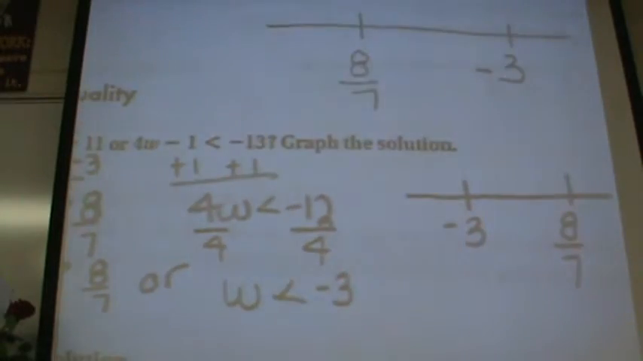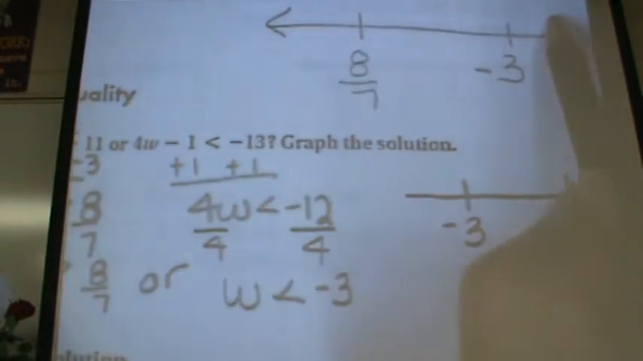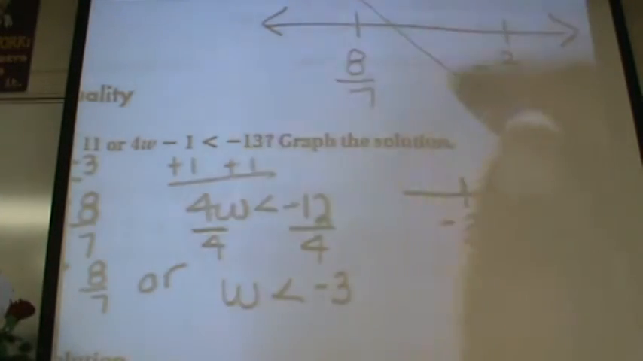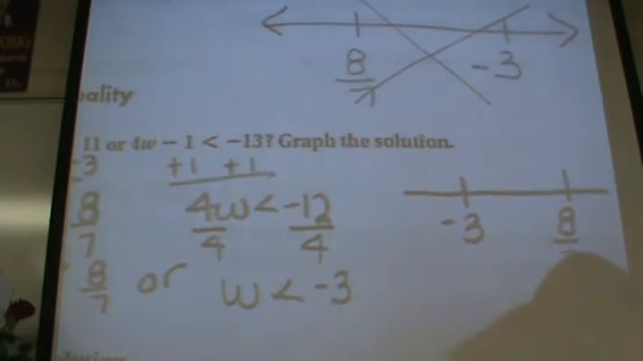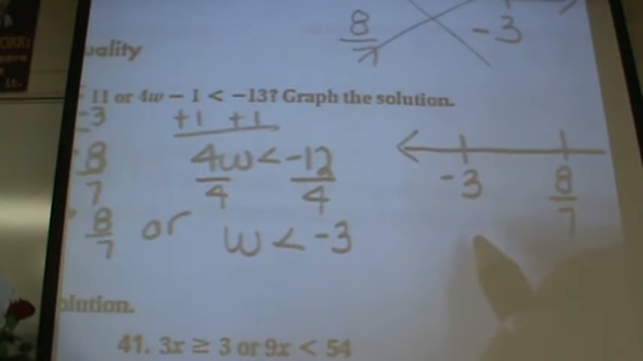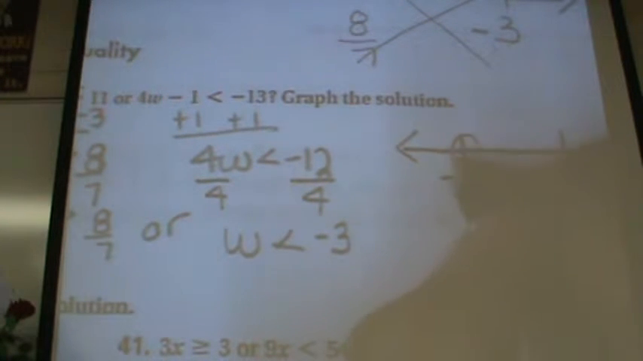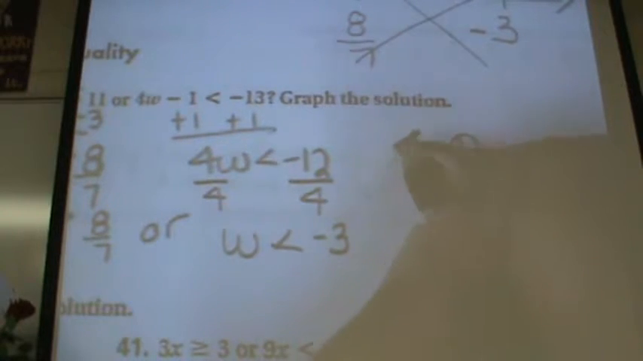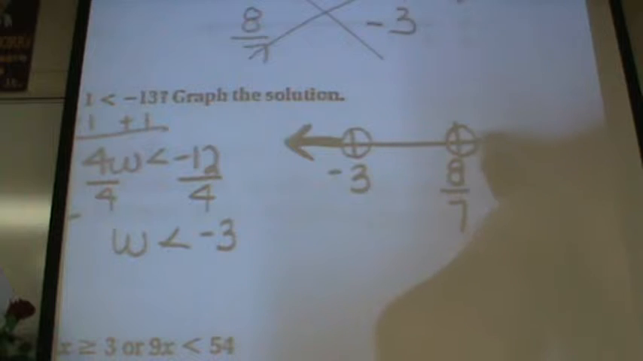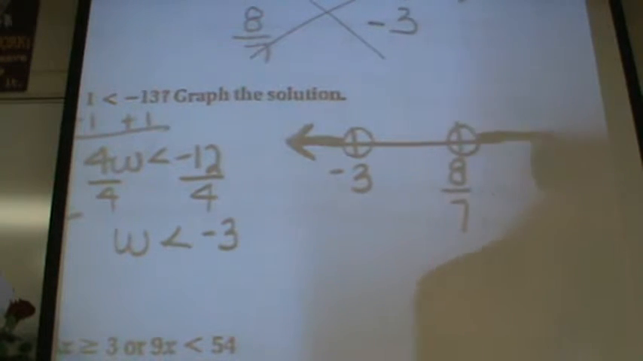What's wrong with this? On a number line, is that correct? No, that is not correct. You have to be able to order numbers. So please make sure your numbers are in the correct order on a number line. And now graph, where are the numbers less than 3? Okay, there they are. And where are the numbers greater than 8/7? Okay, there they are.